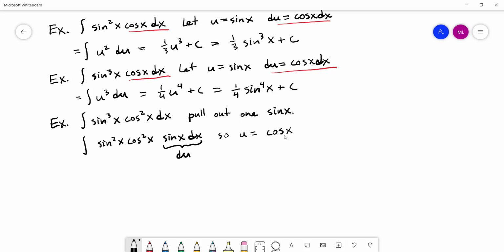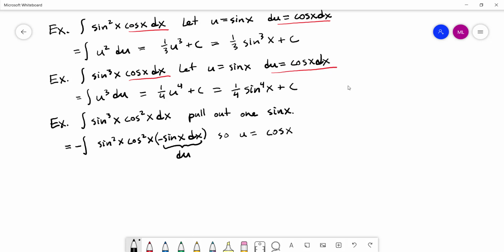So if u is just cosine of x, the derivative of cosine is negative sine. I don't have that negative sign here. So if we want to put it here, we can either force it here or we could put a negative sign here. I don't want to put a negative sign in my u. What I want to do is basically force a negative sign here and then account for that by putting another negative sign out in front of everything.